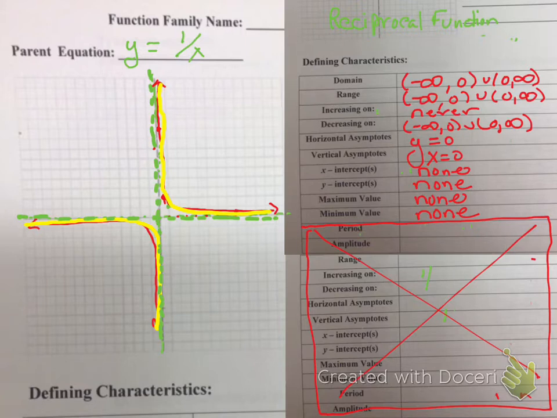Now keep in mind the shapes of the graphs that we're going to look at will always look very similar to this. What's going to happen is we're just going to shift it left, right, up, down. A left and right shift will take the vertical asymptote with it. An up and down shift will take the horizontal asymptote with it. And we'll also look at what happens when we stretch it.